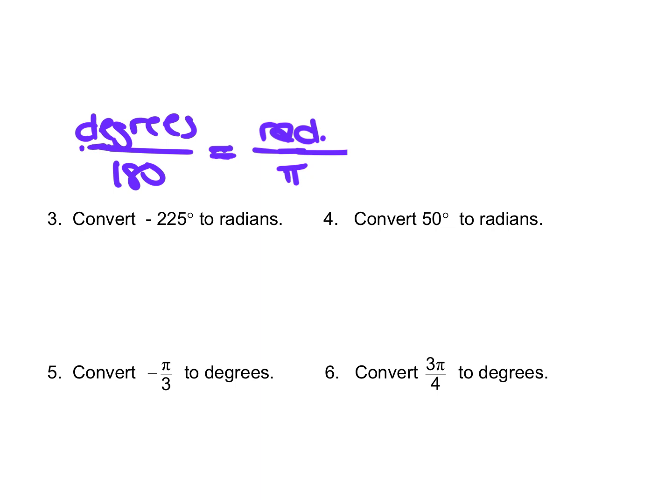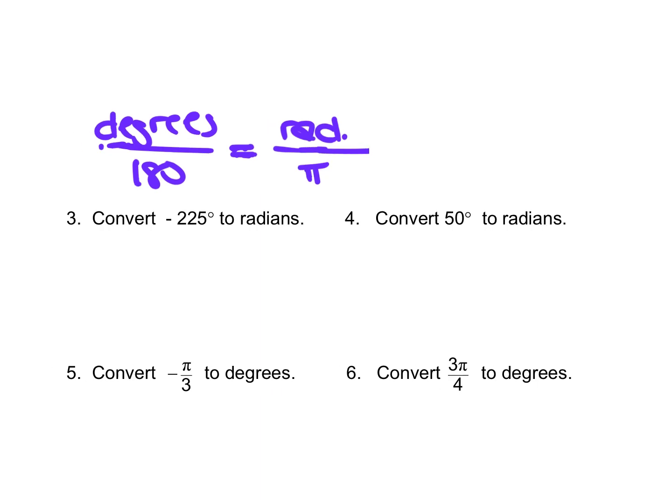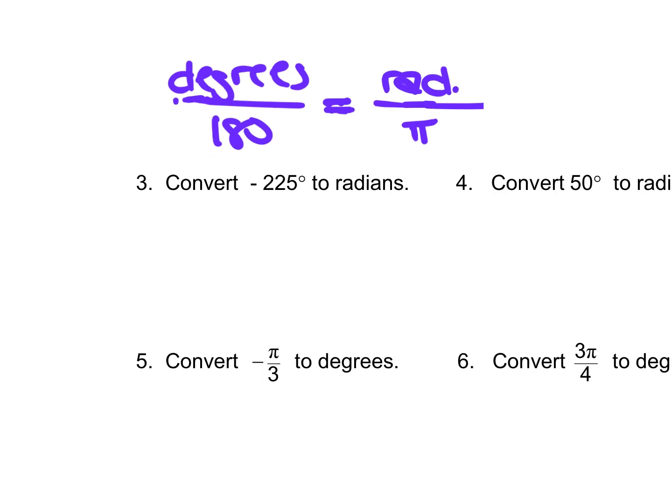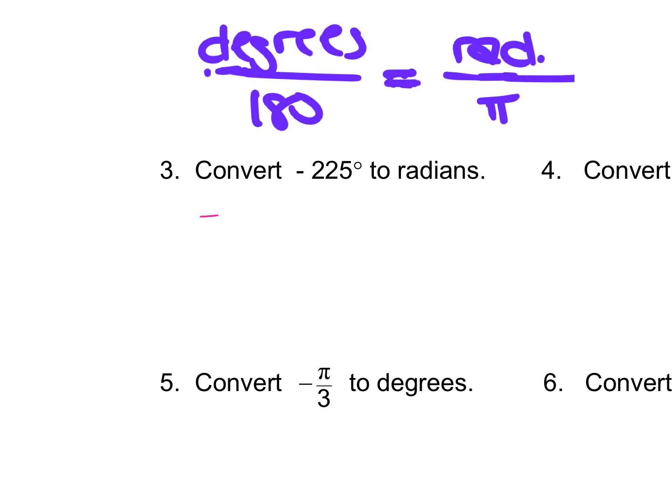So if I'm asked to convert negative 225 degrees to radians, all I have to do is plug that number in for degrees and solve for radians, which will be my x, essentially. So I'm given negative 225 degrees, it's always over 180, equals, I'm trying to convert to radians, so radians is my x over pi.